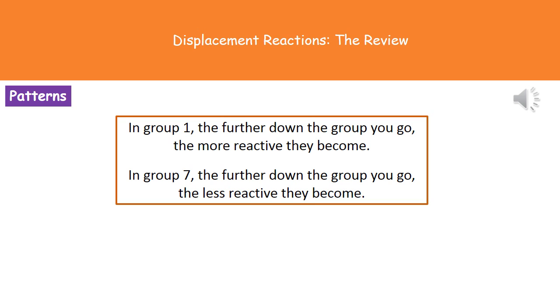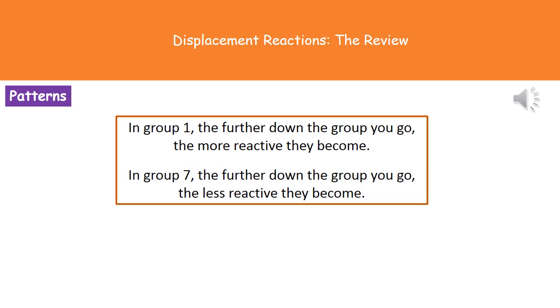Welcome to our revision summary on displacement reactions. So first thing we actually need to understand before we look at these displacement reactions are those two key patterns in reactivity that we've seen as we've looked at group 1 and as we've looked at group 7 in our previous lessons. So in group 1, those alkali metals, the further down the group you go, so as we go down the periodic table from the top towards the bottom, then we find they become more reactive.